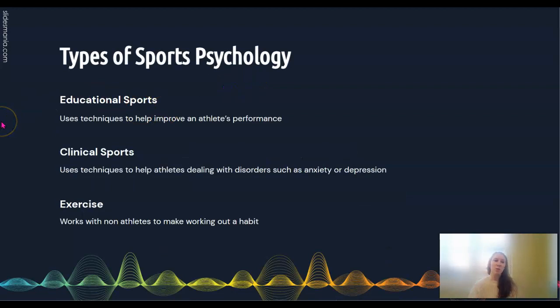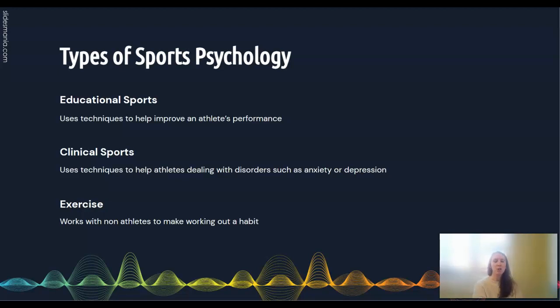Now, these are the three basic types of sports psychology, which connects to that definition on the previous slide. You have educational sports psychology. So educational sports psychologists use techniques to help improve an athlete's performance. So this is going to be, I think, what you initially think of when you think of a sports psychologist. It might be someone who's working with an athlete who's struggling in some way.